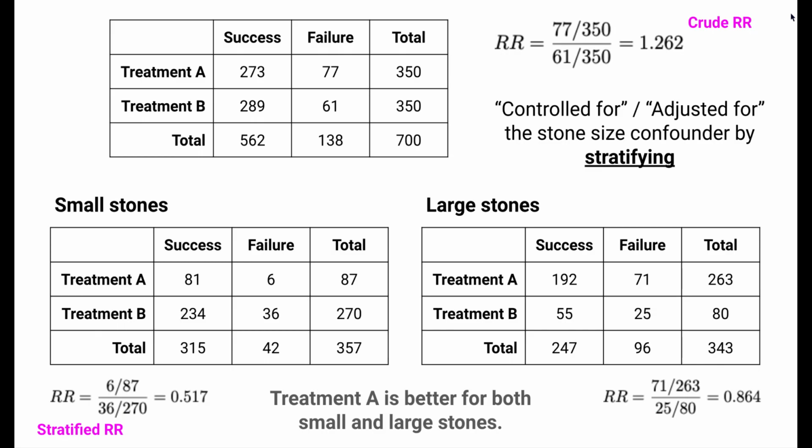To control for or adjust for the impact of the stone size confounder, in other words, to remove its influence, we performed stratification. We repeated our analysis within subgroups. This forced our comparison of treatments A and B to be fair. That is, within the strata, there was no difference in stone size between the two treatments. The stratified relative risks were better measures of the causal effect of treatment on surgical outcome than the crude relative risk was.